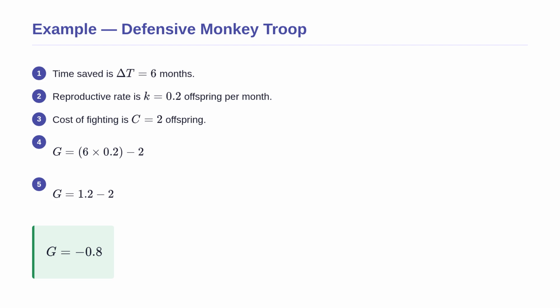Multiplying 6 by 0.2 gives a gross benefit of just 1.2. Subtracting the high cost of 2 leaves us with a final answer of negative 0.8. Physically, this means the male actually loses evolutionary fitness by attacking.